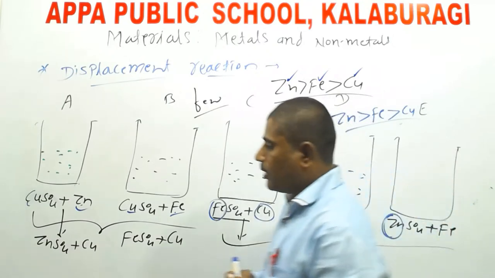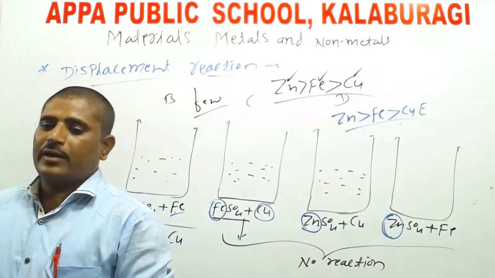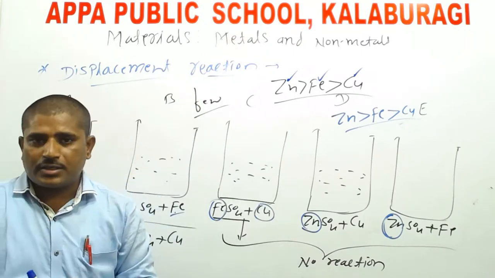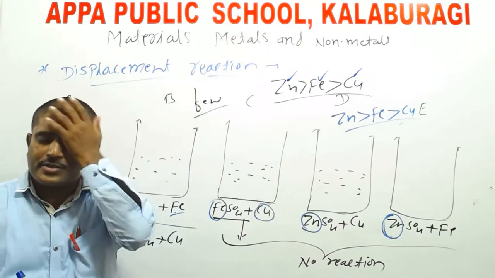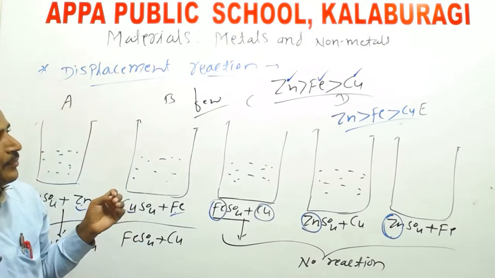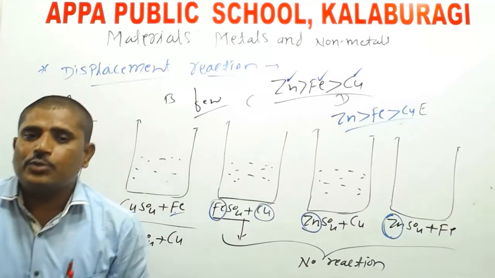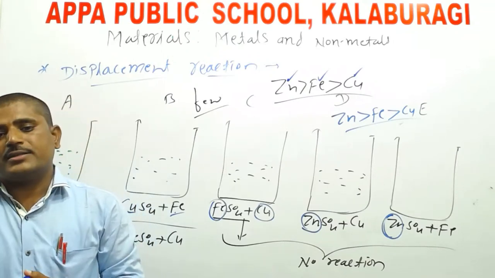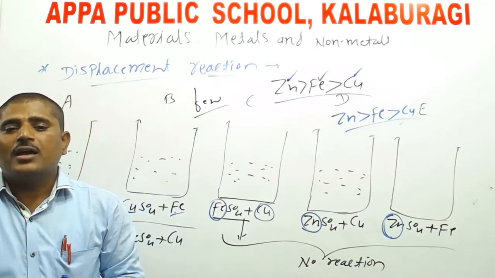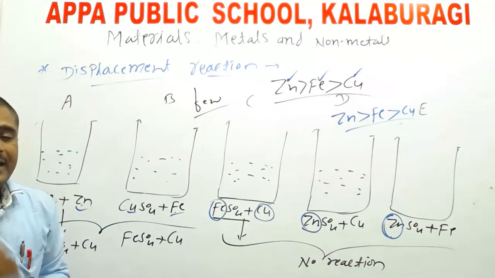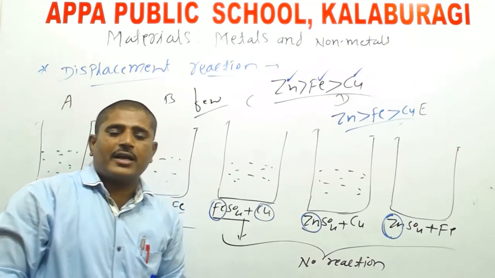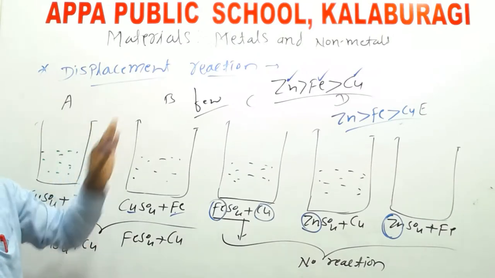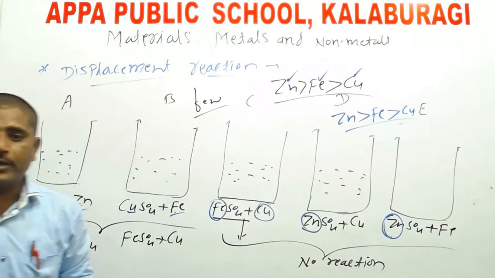So this is called displacement reaction. You should remember this one. I repeat the definition of the displacement reaction. My dear students, more reactive metals displace the less reactive metals. Clear? More reactive metals displace the less reactive metals. You should remember this one. This is called displacement reaction. I hope the point is clear.